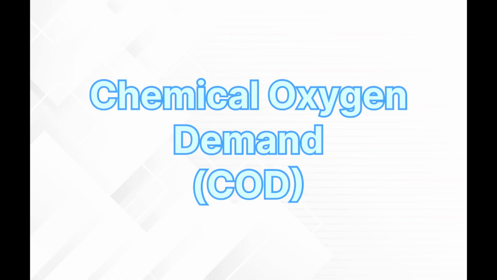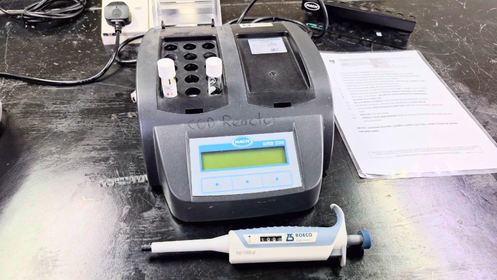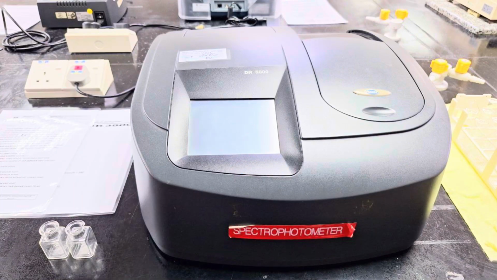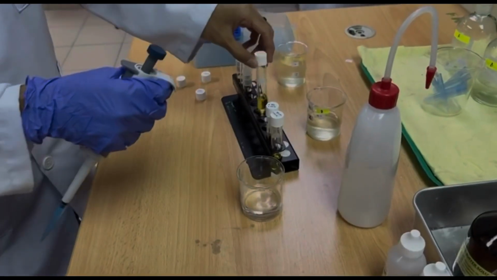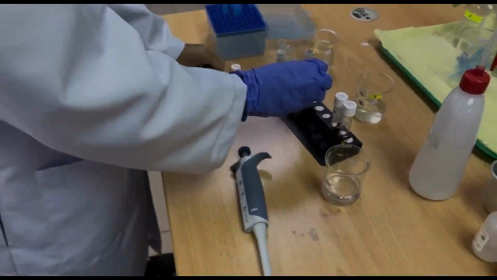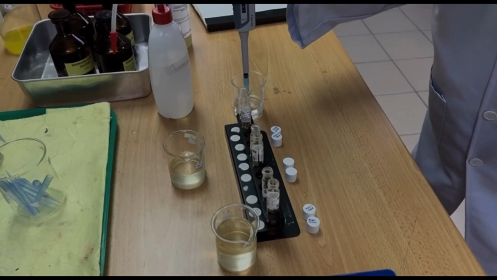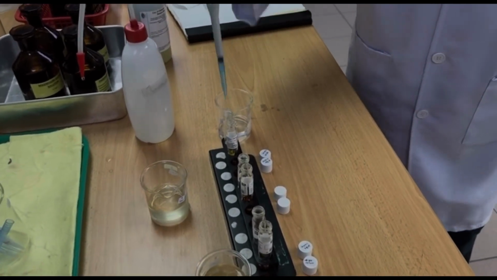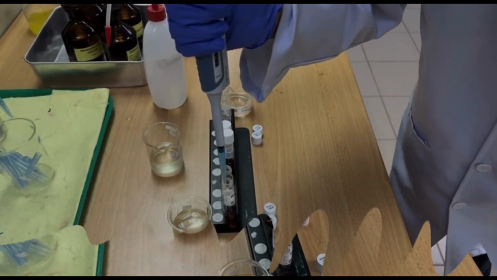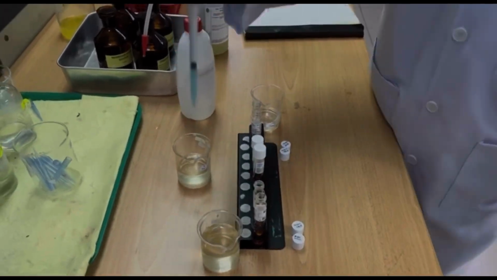Okay, the next parameter is chemical oxygen demand, COD. First, we are using apparatus HR and LR vials, COD reactor, pipette and spectrophotometer. First, you need to prepare one HR and one LR vial for each sample. These vials are used for inlet sample, outlet sample and blank sample. A pipette will be used to insert 2 ml of each sample into their respective vials. The vials will be shaken to evenly mix the solution.